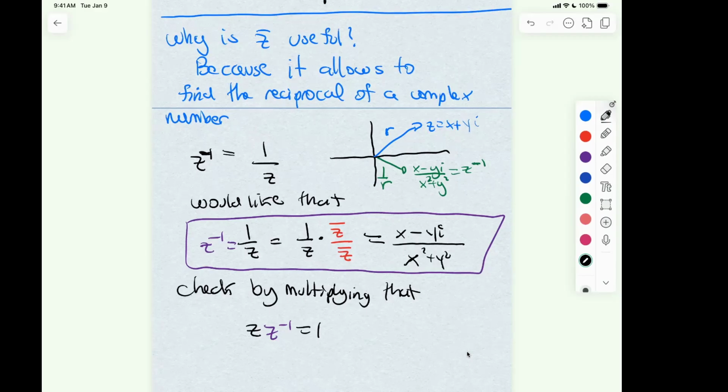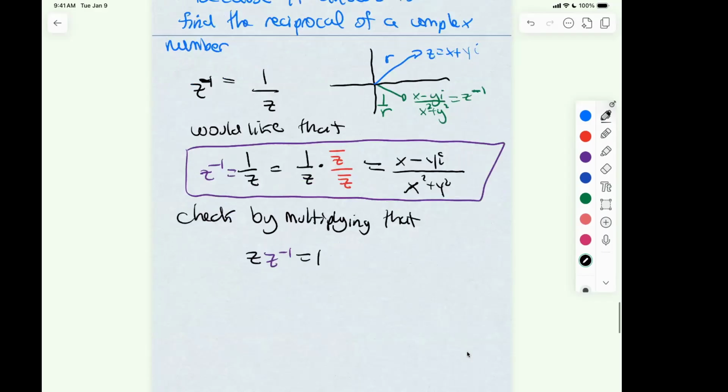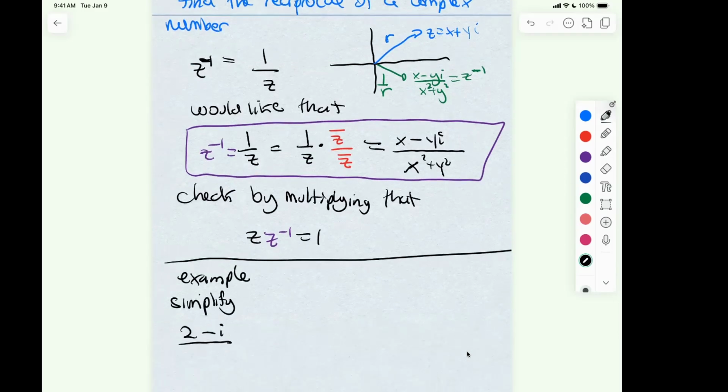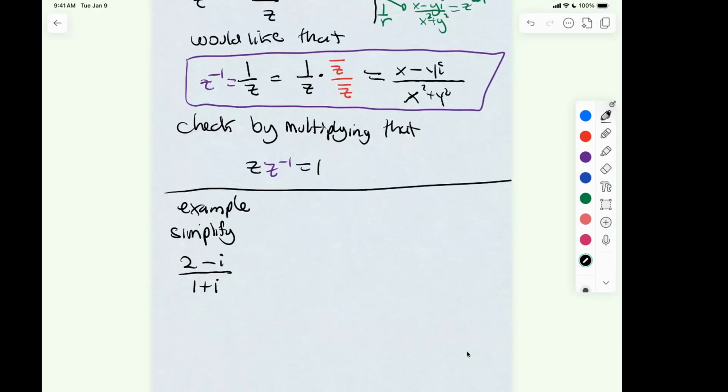But let me show you how it would look in practice. This won't take too much time, but I do want to show you something more concrete. Imagine I ask you to simplify, let's say, 2 minus i divided by 1 plus i. The way I'm thinking about this notation is that this is 2 minus i times 1 over 1 plus i. That's what you mean by a fraction.